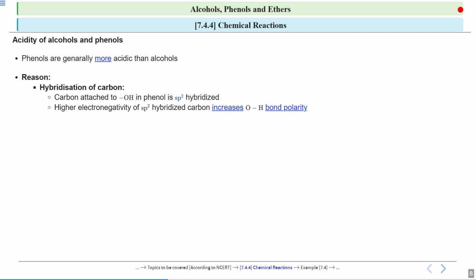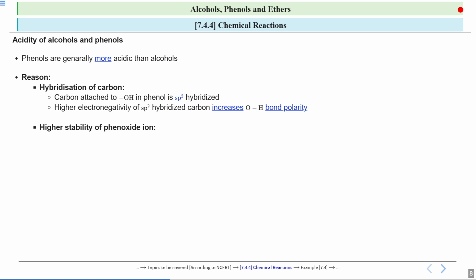Now take the case of alcohols. In alcohols, the carbon to which your OH group is attached is sp3 hybridized. So if it is sp3 hybridized, it is less electronegative. Because it is less electronegative, it will not withdraw that electron density from the oxygen. So that is why in that case your phenols are more acidic. So this is one of the reasons.